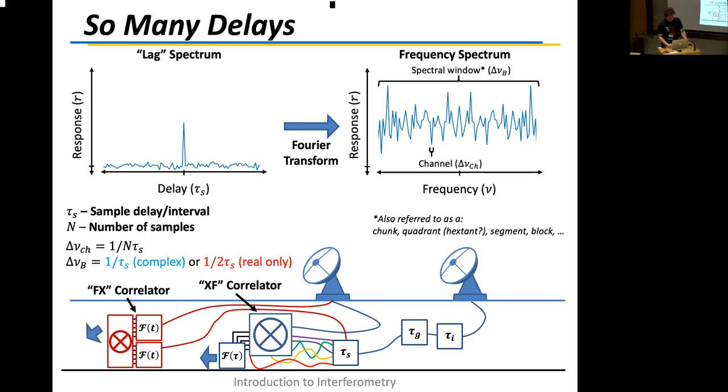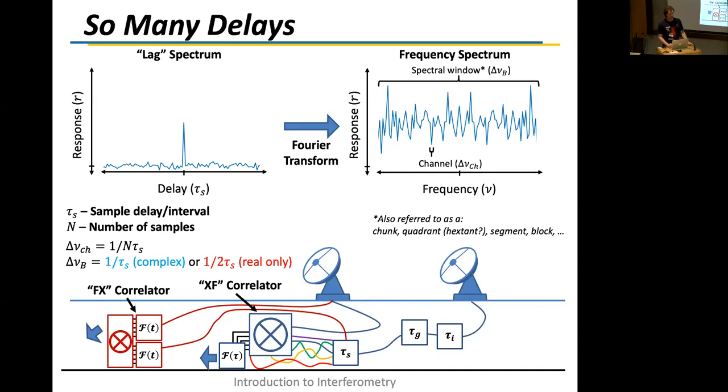And one other thing: this thing that I've set up down here in blue is what we typically call an XF correlator. We multiply first and then we take a Fourier transform. Again, by the magic of the convolution theorem, you can actually take the Fourier transform first and then multiply, and basically get the same answer. That's referred to as an FX correlator versus an XF correlator. They both output the same thing. They have slightly different responses and slightly different amounts of work that needs to be done to build them, but they're both outputting basically the same thing, a spectrum.